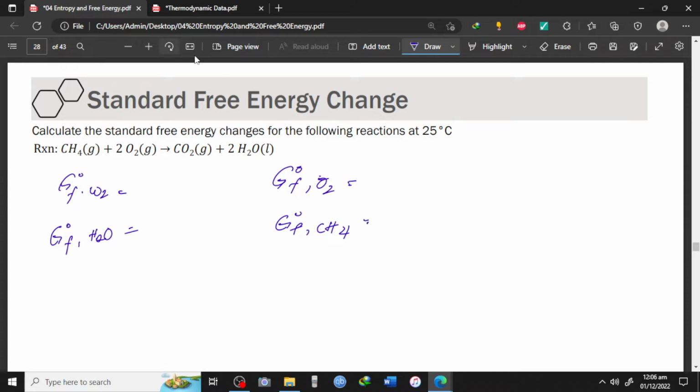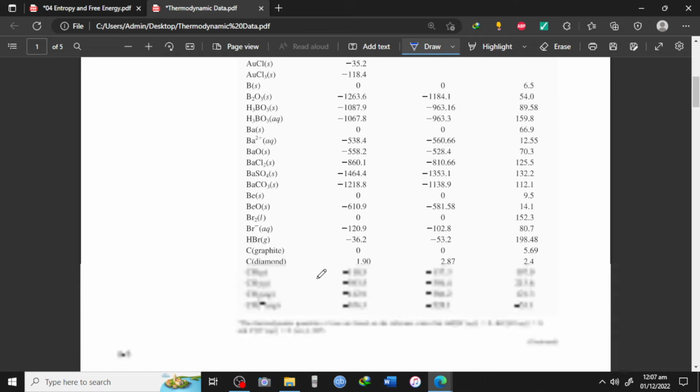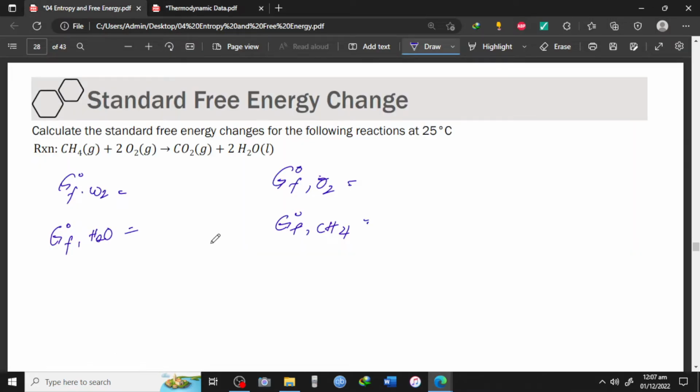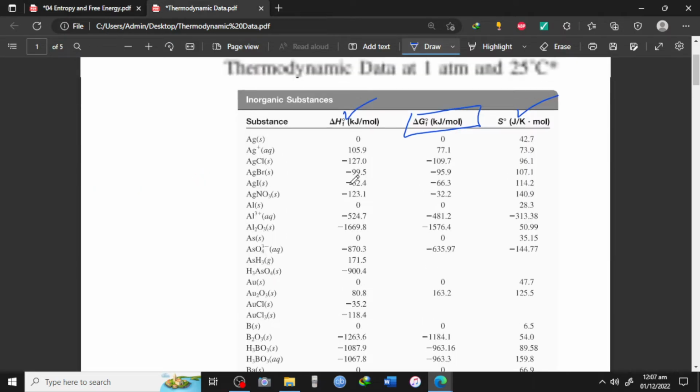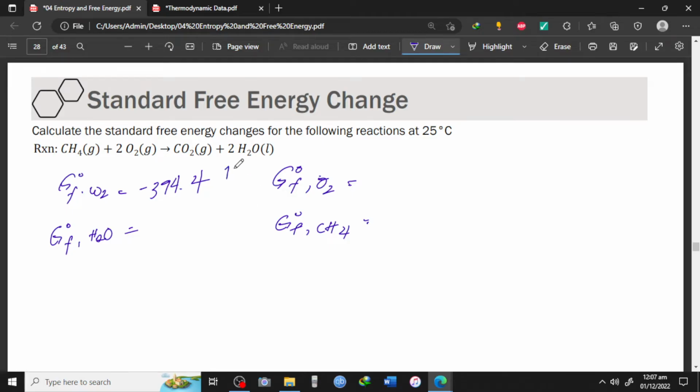Okay? So, for CO2, gas yun. Hanapin natin. CO2 gas is negative 394.4. Sulat natin. Negative 394.4. Anong unit na to? So, check lang natin yung unit. Kilojoules per mole daw. Okay, so that is kilojoules per mole.